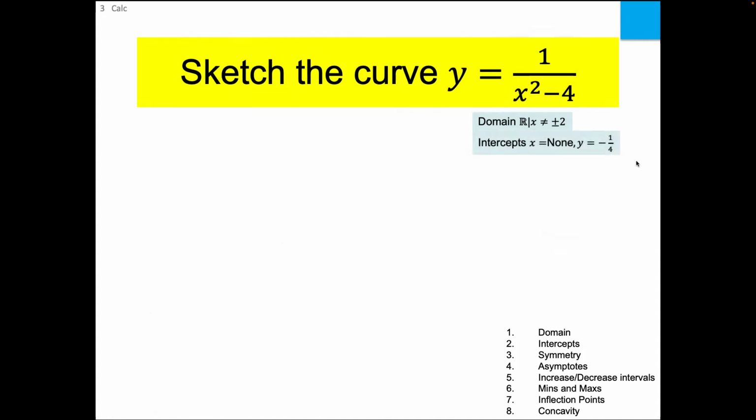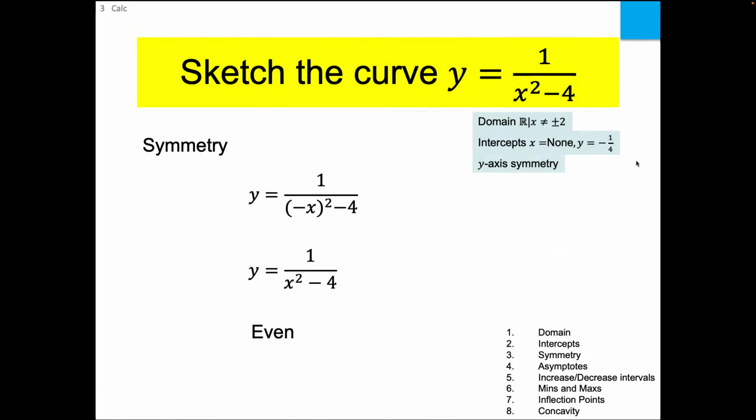All right, Nick. Symmetry would be... What do we do? Set x equal to negative x. Okay. And that's the same. So it has y-axis symmetry. That's an even function. Okay. Abby?